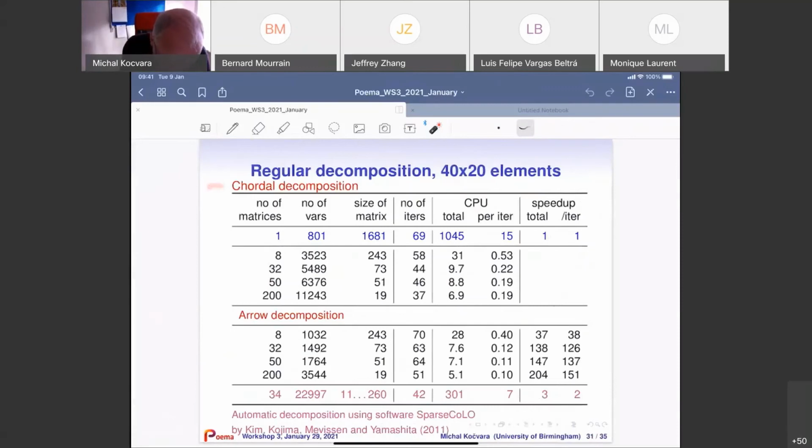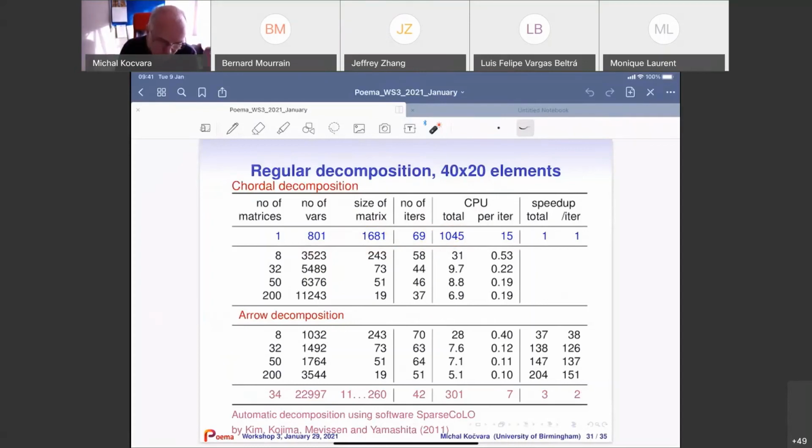Here's a comparison of the Horler decomposition and the arrow decomposition for a particular example, which is discretized by 40 by 20 finite elements. So we have 800 finite elements, which means that in the original problem with one matrix inequality, we have 801 variables. The size of that LMI, the size of the matrix, is 1600, so they are of the same order. MOSEK needs 69 or 70 iterations and about 1000 seconds of CPU time.